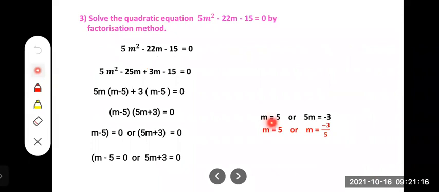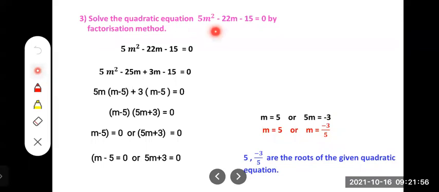Now you see, here m equal to 5. That means m you keep this side and minus we take to the other side. So m equal to 5, or 5m you keep this side. This plus 3 goes to the other side. It becomes minus 3. 5m equal to minus 3. Clear, children? We need the m value. So m equal to minus 3, and this 5 will come to the denominator. So minus 3 upon 5 we are getting. So what will be the last answer? 5 and minus 3 upon 5 are the roots of the given quadratic equation.